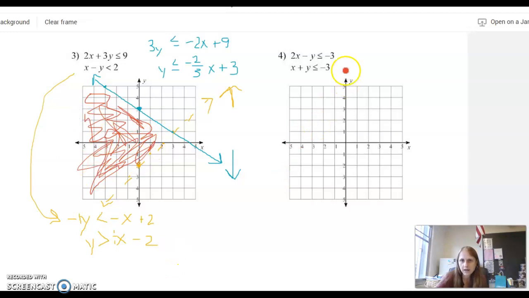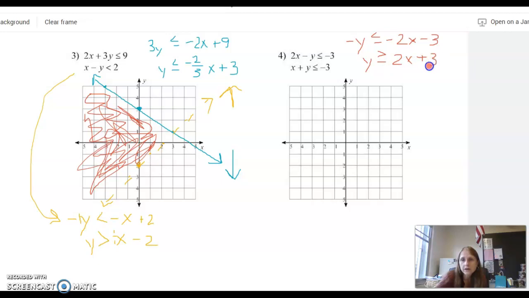All right, let's look at the same concept over here. I want to get into slope-intercept form, so I'm first going to solve for y. So I would subtract 2x, so I have negative y less than or equal to negative 2x minus 3. Then I would divide by negative 1 to get y alone. So dividing by a negative makes it go greater than or equal to 2x plus 3.